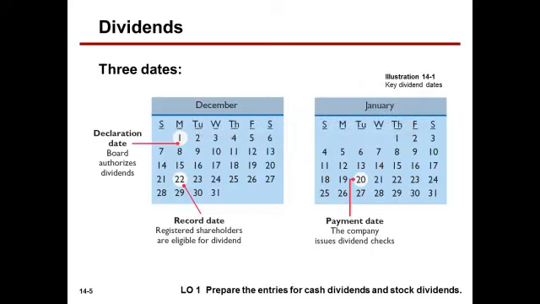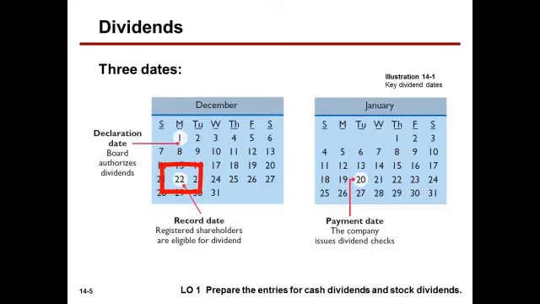Date of record, in this case here, choosing December 22nd, that simply means that the dividend will be paid to shareholders of record as of that date. A person selling their stock between December 1st and December 22nd would not receive the dividend. A shareholder must own the stock as of the record date to eventually receive payment of the cash dividend.